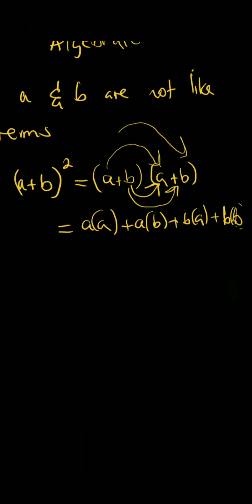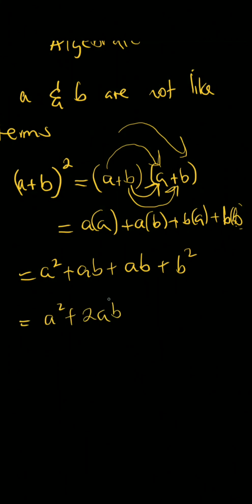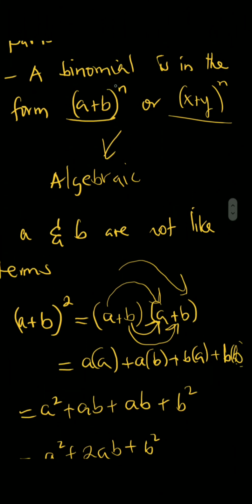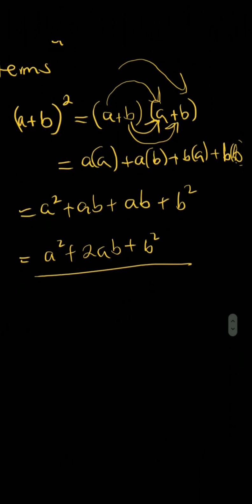Okay, so let's simplify this a little bit. What we're going to get is a times a will simply give us a squared, plus a times b we get ab, plus b times a will still give us ab, then we have plus b squared. Now this will be a squared, plus ab plus ab added, giving us 2ab, then we add b squared. So this is very effective in a case where the power, which is n, in that case was 2. This is in a case where n is very small.